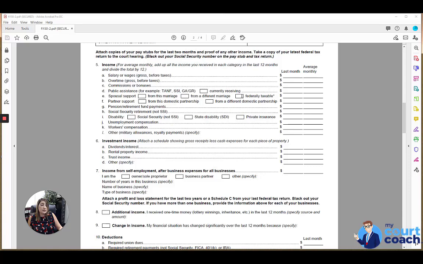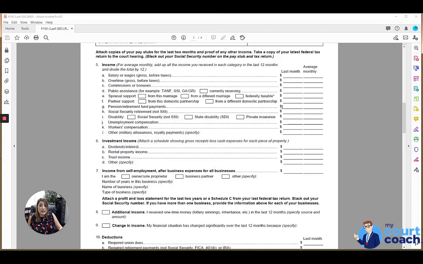If you're receiving spousal support from an order that was prior to 2019, it likely is taxable. And same goes for partner support. If you're receiving any sort of partner support, that gets listed on line 5F.